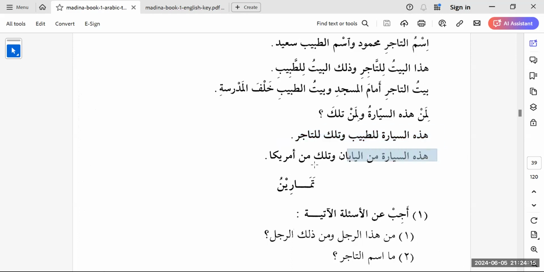And then we'll read this one together. هذه السيارة من اليابان وتلك من أمريكا. Everyone together. هذه السيارة من اليابان وتلك من أمريكا. Yes, this car is from Japan, and that one is from America.